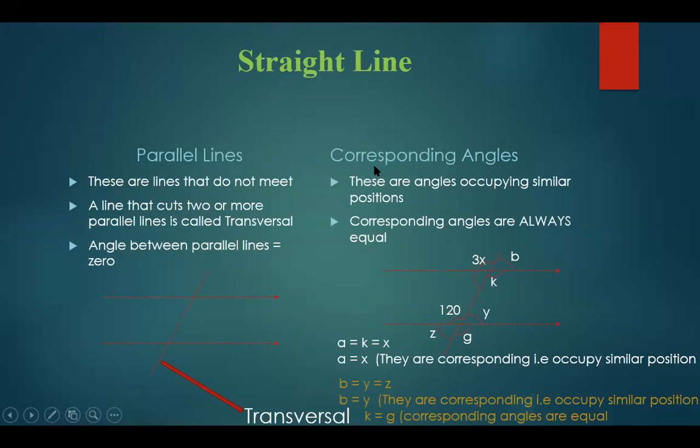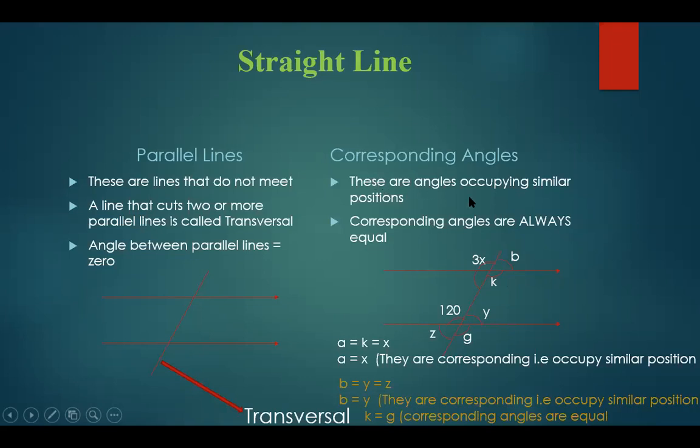Firstly, what is the definition of corresponding angles? Corresponding angles are angles that are occupying similar positions. Look at this line where I'm having 3x and b. There are two angles to the top of it and two angles to the bottom. The two angles at the top are 3x and b. And at the bottom, we're having k and this angle that I did not label.